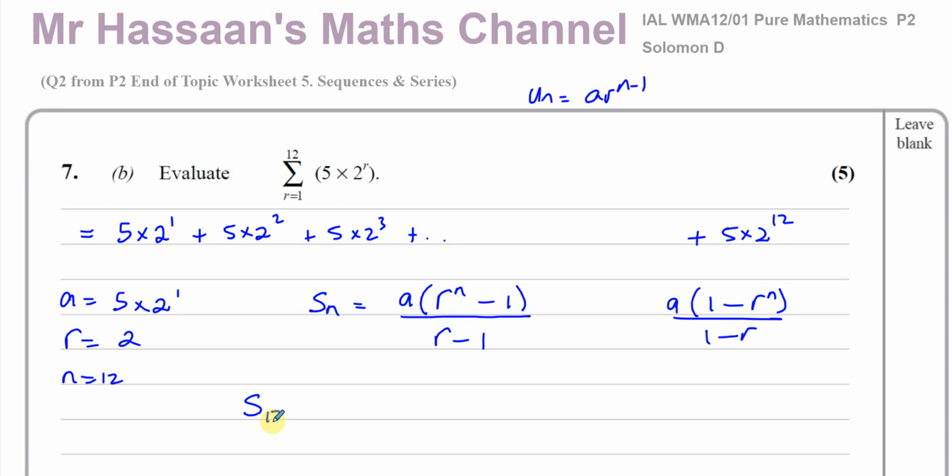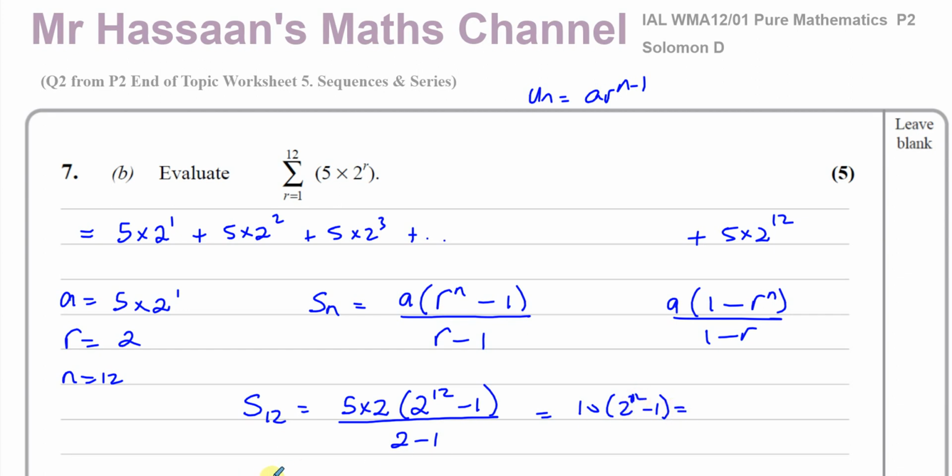Okay, so S12 is equal to a, which is 5 times 2 to the power of 1, which I'll write the 1 there, multiplied by 2 to the power of n, which is 12, minus 1, over 2 minus 1, which is going to give you 1 anyway. So that's going to be 10 times 2 to the power of 12 minus 1, which we can just stick in a calculator.